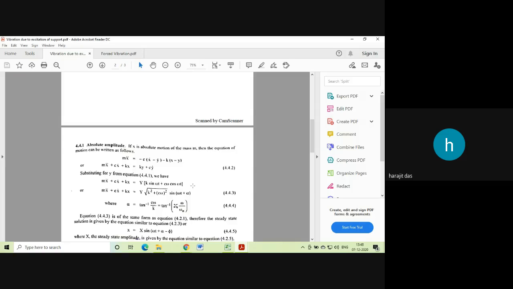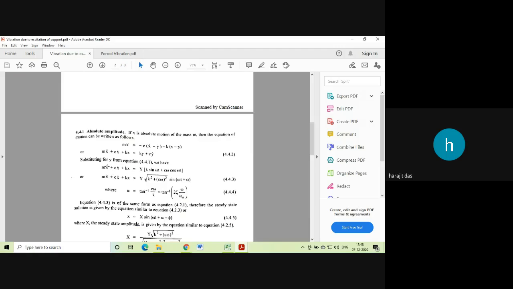After that, I will write the same on the left hand side: m·x double dot plus c·x dot plus k·x equals Y times k sine omega t plus c omega cos omega t. I am writing it in this way, under the root of k square plus c omega square, sine omega t plus alpha. Will we be able to write it in this form? I will show you how this is done, so take a page and paper and note it down. By applying some trigonometry, we can write this expression in this form.